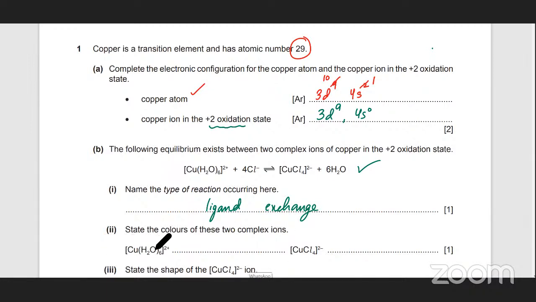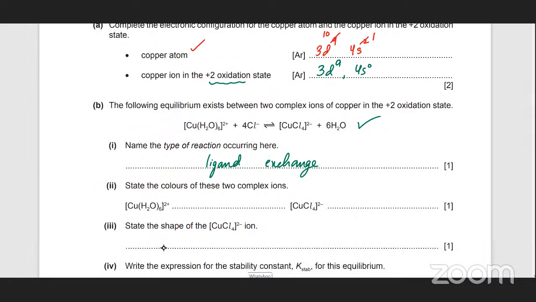Remember, copper with water, that is blue in color. What is copper with Cl when Cl is attached? What is the color? Green. ठीक है, that's going to be green. Or the reality is that it is yellow.